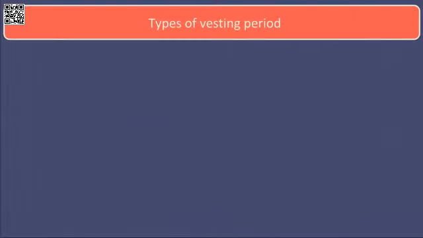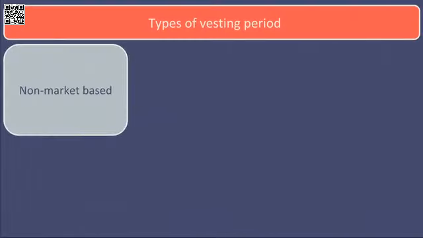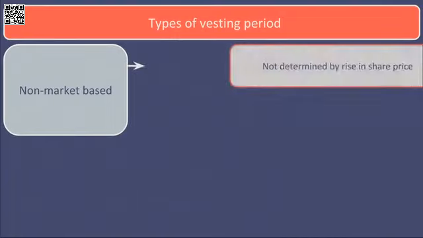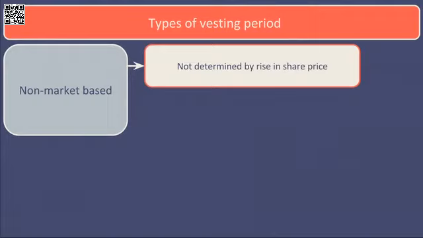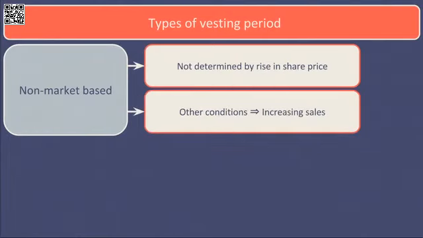But what determines this time? There are 2 types of vesting period. Non-market based. So, as you saw in the earlier videos, the share options were most likely to reduce the company's salary bill and encourage employee retention. The period was not determined by any rises in the share price. There can be other non-market conditions, such as increasing the company's sales by 20% in 3 years.